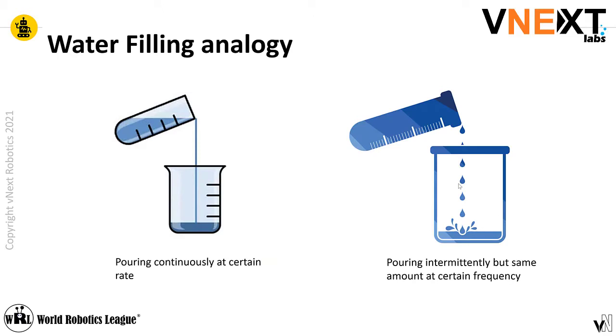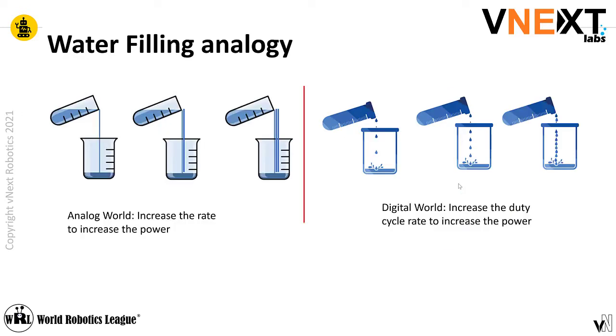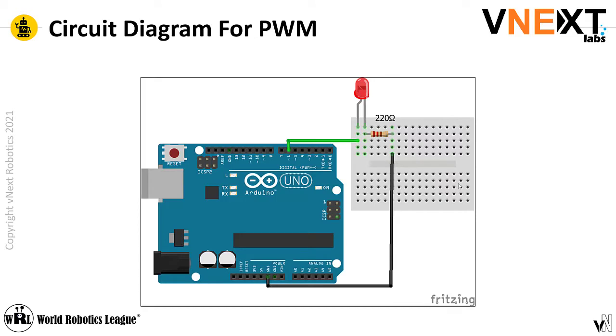Let's understand this idea with the water filling analogy. Total water reaching the receiver container can be controlled in two ways. First, you can control the rate at which the water is being poured. Alternatively, when the rate of pouring is fixed, you can control the total water by controlling the frequency of the pouring. Let's build a circuit and understand this concept more with the help of the Arduino microcontroller.